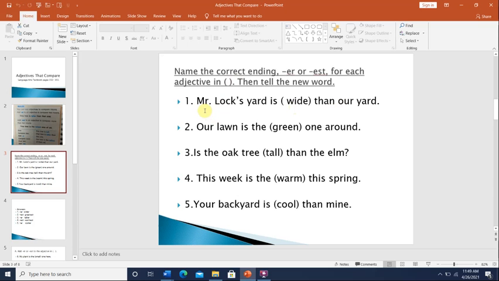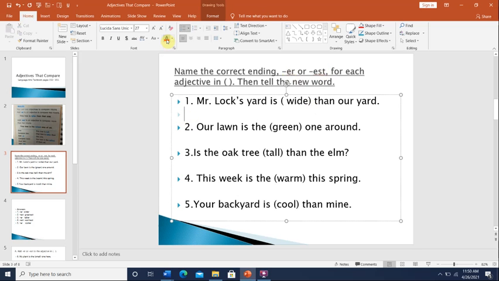It says here, Mr. Locke's yard is wide than our yard. So here we're comparing two yards, Mr. Locke's and our yard. So what will we add, er or est? We will add er. So our new sentence would be, Mr. Locke's yard is wider than our yard. Since the adjective already ends with e, we will remove the e and we add er.